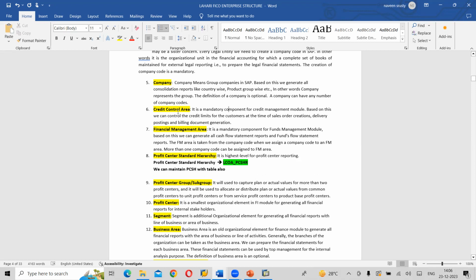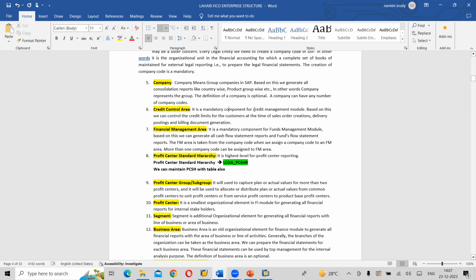Right? Nowadays 99.9% of businesses across the globe perform activities on a credit basis. That is the reason this particular module, this component, the credit control area component, is mandatory. When we do configuration, I'll explain that in depth. So it is a mandatory component for the credit management module.